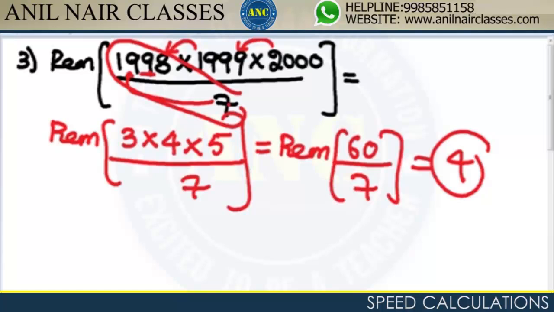7 2s are 14, 15 9, 7 8s are 56, 38, 7 5s are 35, 3. 1998 gave the value 3. 1999 will be 1 more than 3, that is 4. 2000 will be 1 more than 4, that is 5. 3 4 5, 12 5s are 60. 60 divided by 7, 7 8s are 56. Remainder is 4.